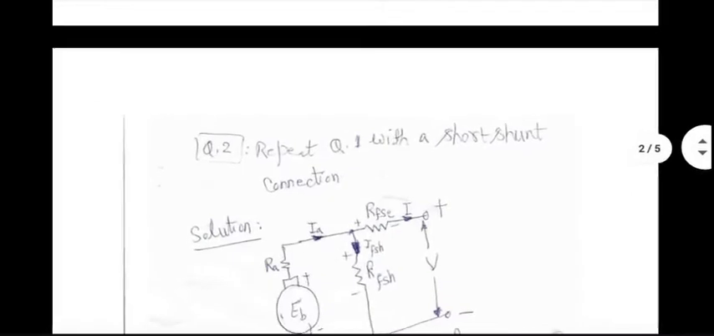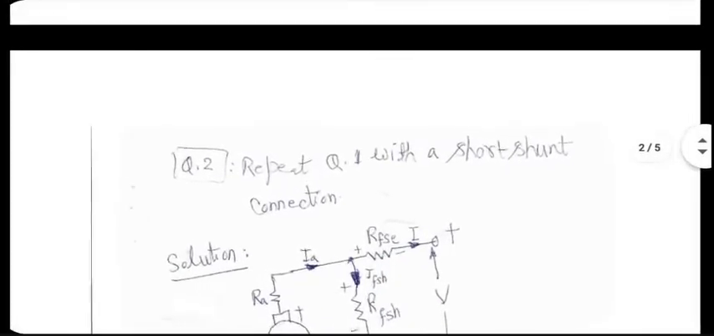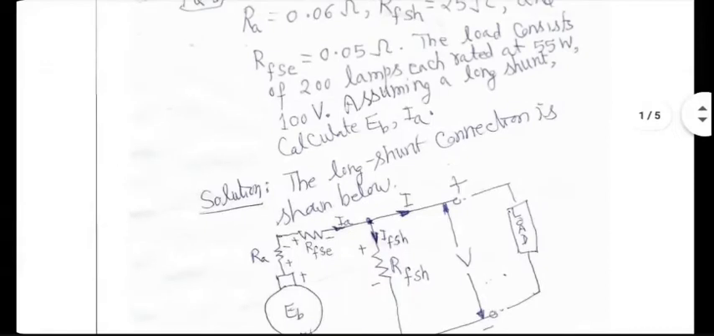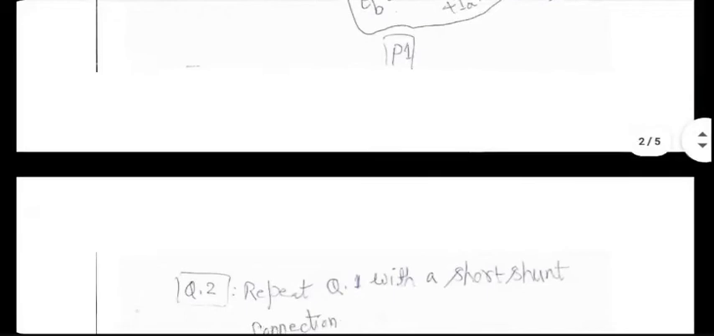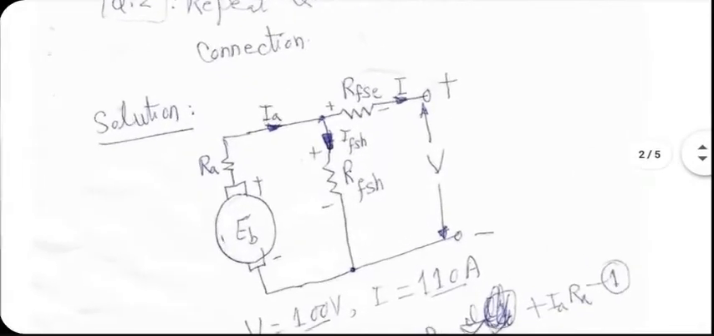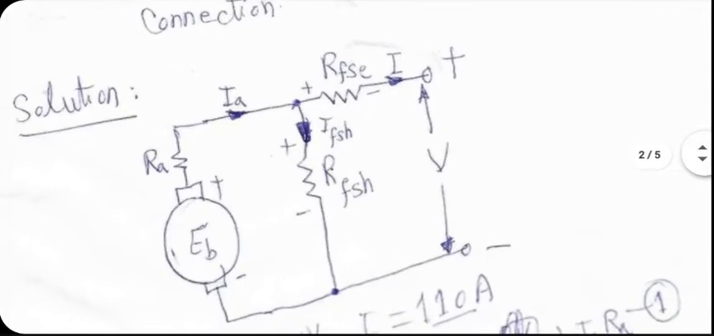Repeat question 1 with a short shunt connection. Yes, the second part is the short shunt connection. That means RFSH will come first and RFSE will come later. I'll show you the diagram here. In short shunt case, after the armature, you first see RFSH, then you see RFSE. So KCL and KVL will have to be applied in a different manner here. First of all, IFSH is not going to be equal to V divided by RFSH anymore because RFSE gets into the game now.